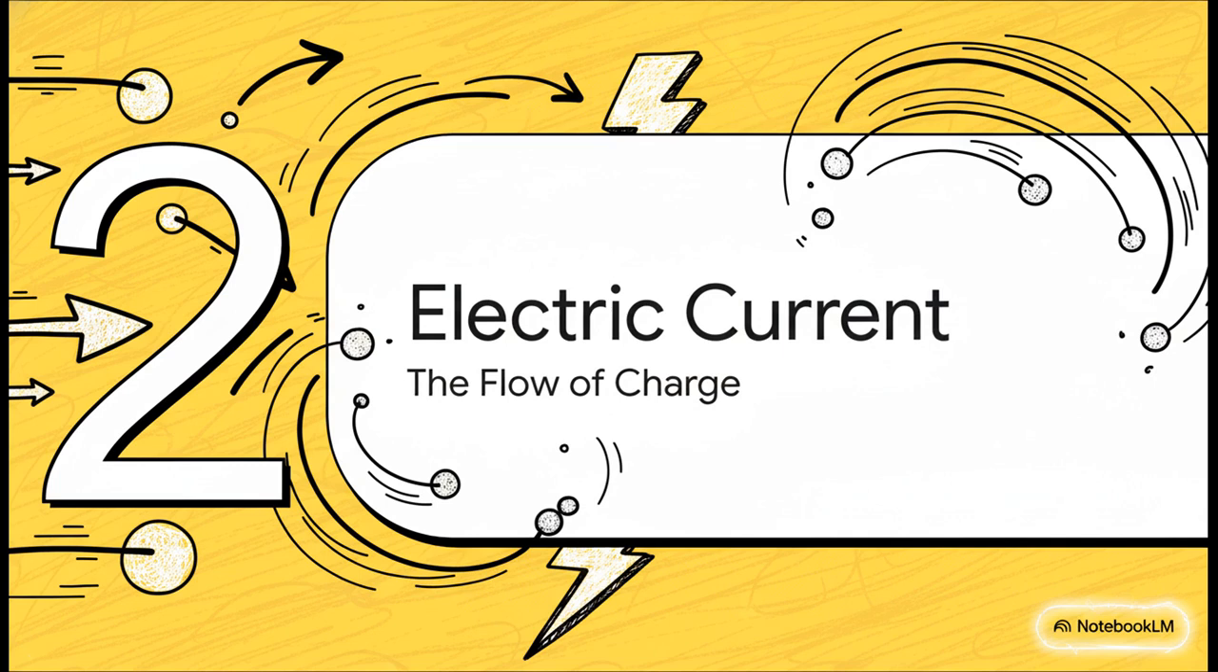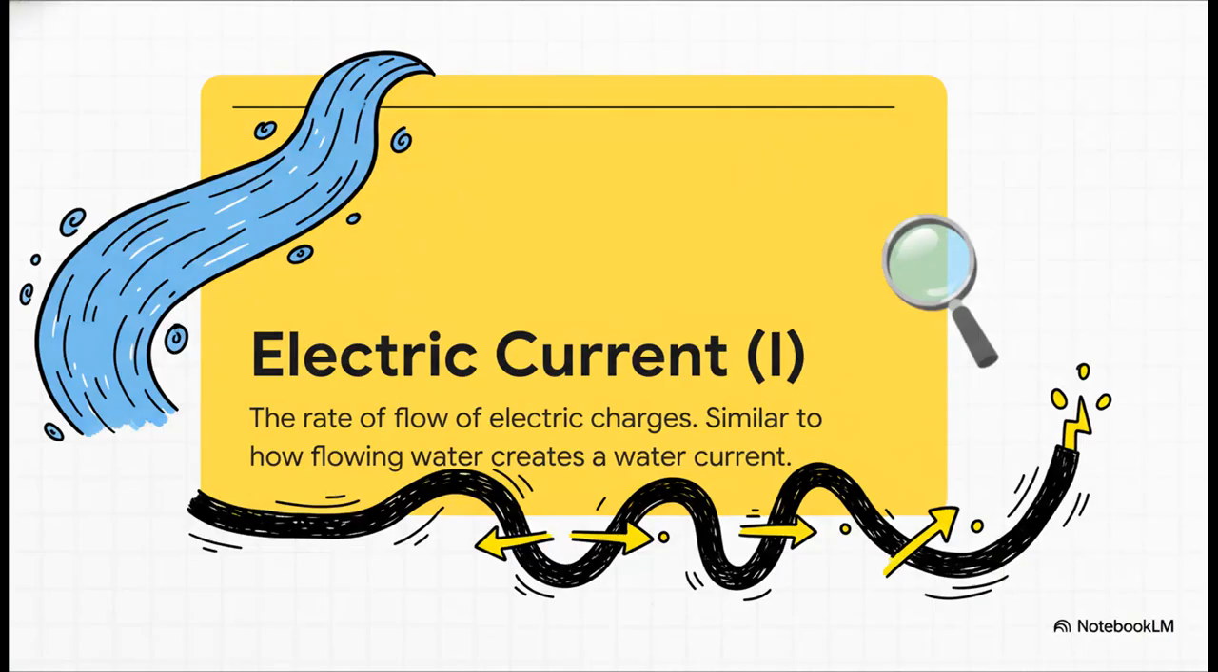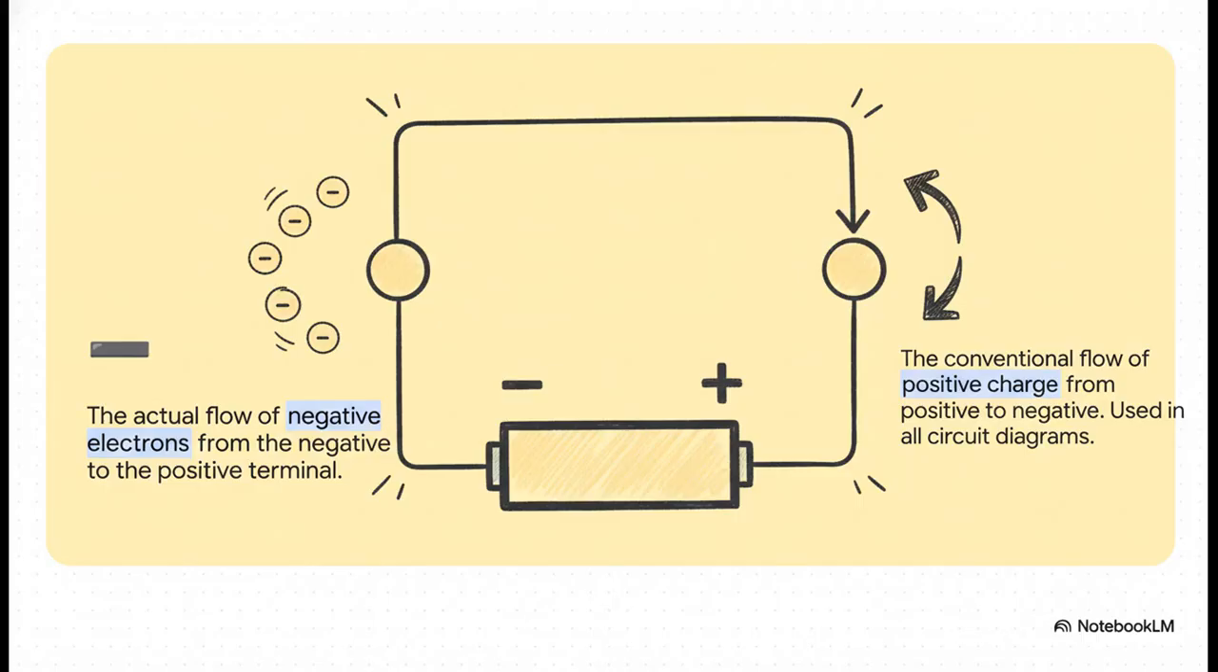But what happens when these charges start to move? Well, that brings us to our next very important topic, electric current. Electric current is simply the rate of flow of electric charge. Let me give you a simple analogy. Think of a river. The flowing water in the river is called a water current, right? In the exact same way, the flow of electric charge through a conductor, like a wire, is called an electric current.